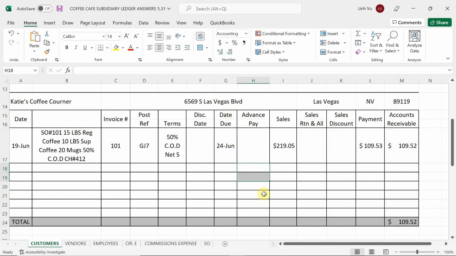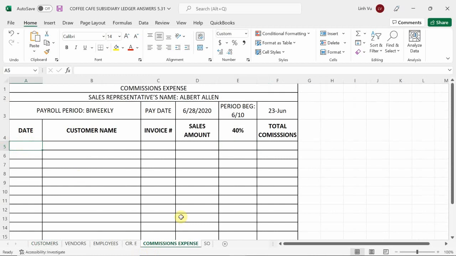And then I updated the commission expense. The date is June 19, and Katie Coffee Corner. Invoice number 101. Sales amount was 219. This is where I wasn't sure if I should include delivery charge, but I thought we shouldn't. In this case, it's part of the entire sales amount.